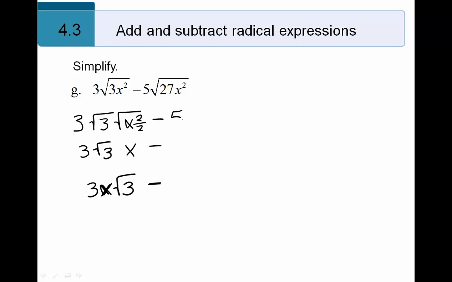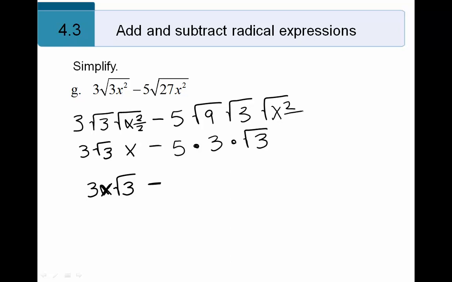You have a 5 here. 27, I'm going to rewrite it as radical 9 times radical 3. And I'm going to have a radical x squared to take the square root of. That's a 5 multiplied by 3. Radical 3 will stay there. The square root of x squared is x. Be sure to take the radical sign off that x. 5 times 3 is 15. I'm going to bring the x behind the 15 and then square root 3.